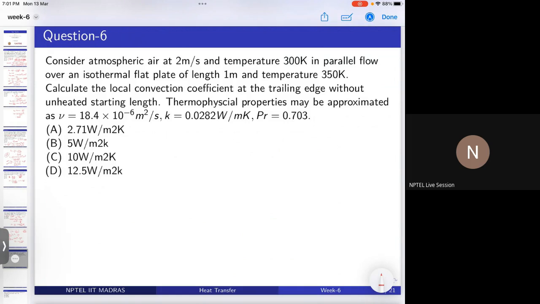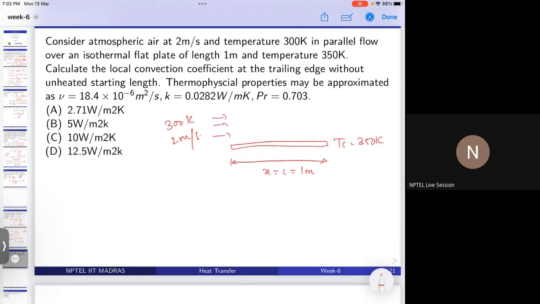So this is a normal question. So we have a flat plate which is at surface temperature of 350 Kelvin, and there is a flow of air at 300 Kelvin and 2 meter per second. So we are asked to find out what is the heat transfer coefficient at trailing edge. So what is the expression for Nusselt number? The local, at any x.